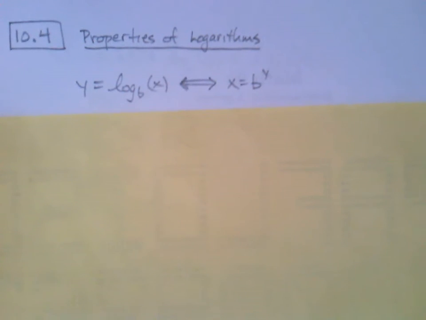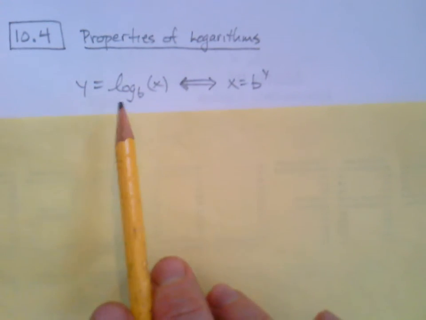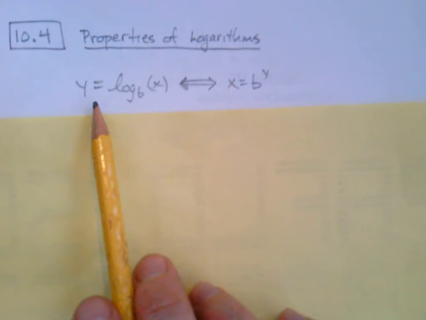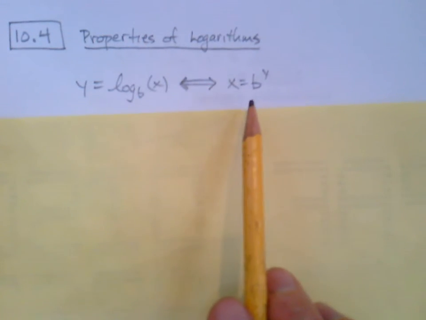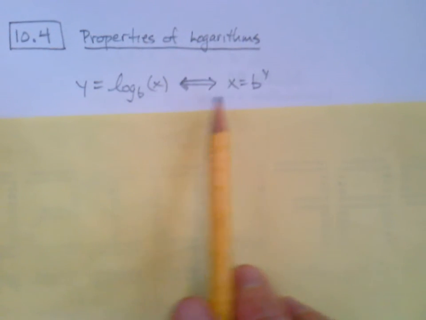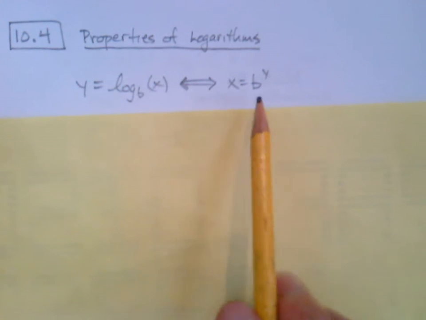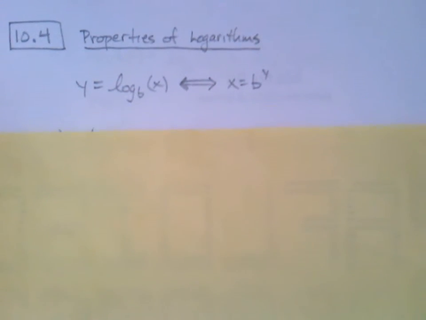Okay, so as we're going through these rules, I'm going to give you just a quick explanation for some of them. Some of them, not really, just maybe a vague idea of why they're true, but that's all based on this: the fact that y equals the log of x with base b can be interchanged or is equivalent to x equals b to the y. All right, so here is the first property.